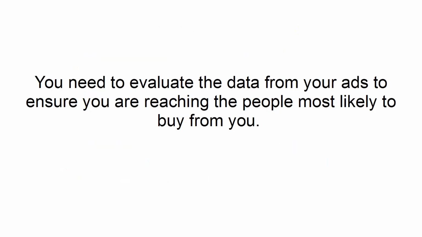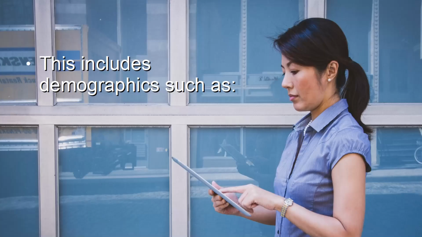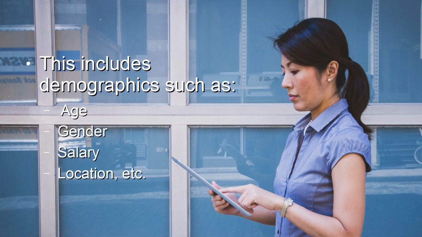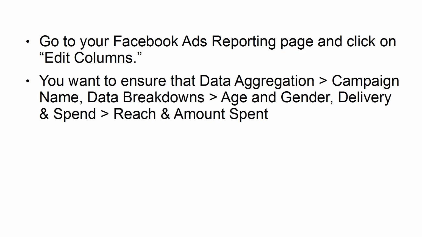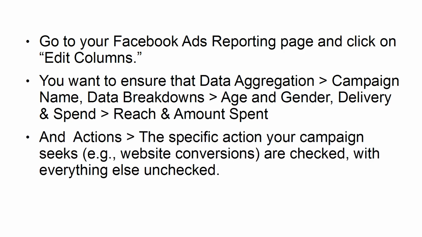You need to evaluate the data from your ads to ensure you are reaching the people who are most likely to buy from you. This includes demographics such as age, gender, salary, location, etc. Go to your Facebook ads reporting page and click on Edit Columns. You want to ensure that data aggregation, campaign name, data breakdowns, age and gender, delivery and spend, reach and spend, and actions, the specific action your campaign seeks, example website conversions, are checked with everything else unchecked.